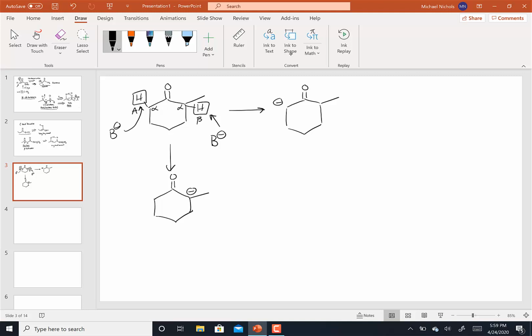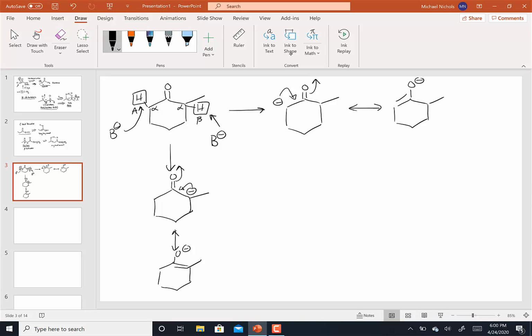Now, you may say, well, okay, what about kinetic and thermodynamic? Which one of those two anions is the most stable? And what I would say is, let's draw the resonance structure. So let's take this pair of electrons, move it here to form the resonance structure for that enolate ion, which would have the O- up here and the double bond there, versus moving this pair of electrons and forming the resonance structure with the double bond in that position.